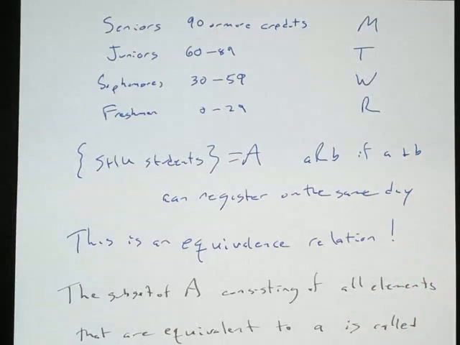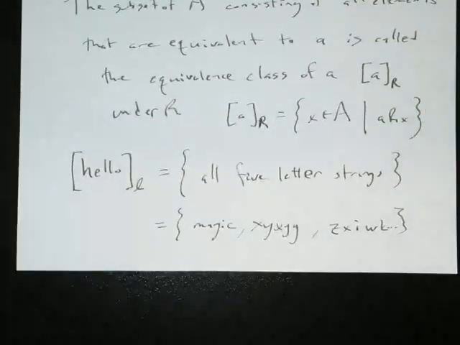Anyone with 60 to 89 credits is in the junior class. It doesn't say anything about when you're going to graduate. It doesn't say anything about how many years it took you to get there. I know some part-time students who would have taken 10 years to become a sophomore. It doesn't matter. But what we create is an equivalence grouping, a class of elements.